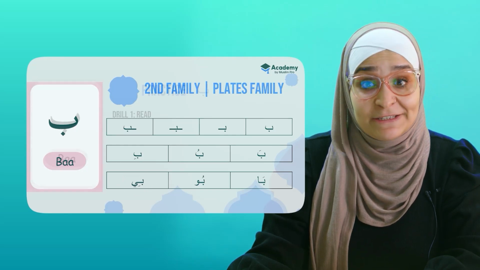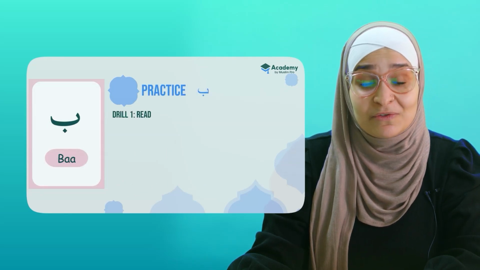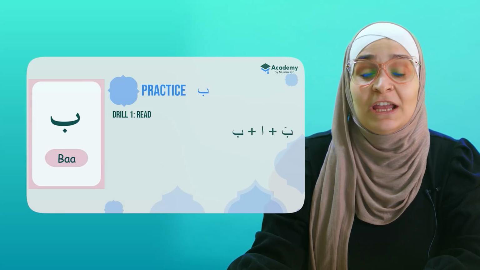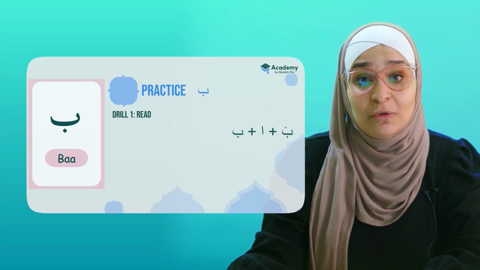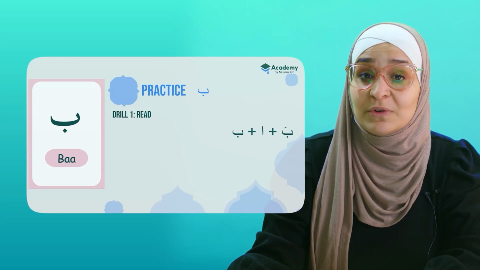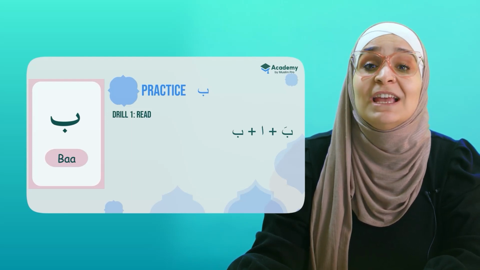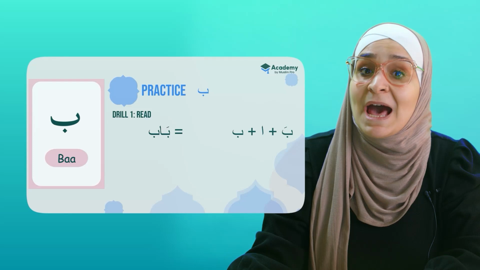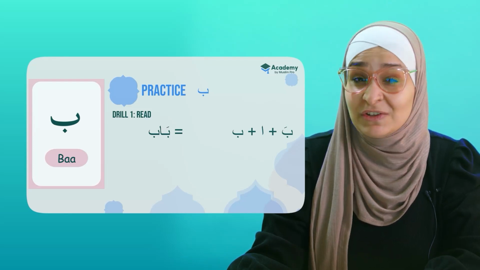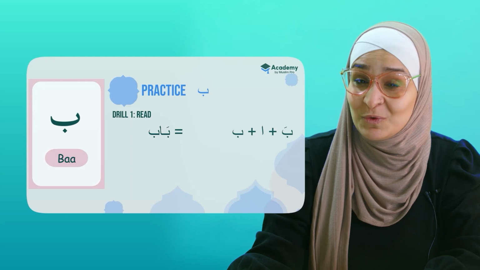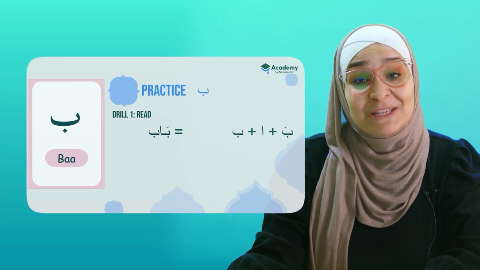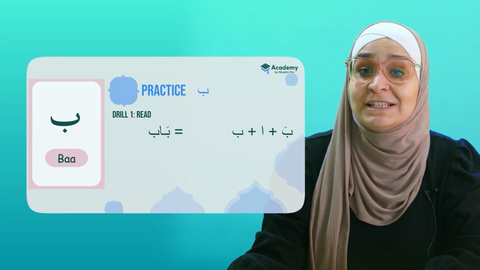Let's have some reading. Let's practice reading the ba with short and long vowels in actual words. First, let's see if we have a ba followed with an alif, then another ba. This will form a word. Let's see how it's written and how we pronounce it. It becomes bab. So bab is actually an actual word. It's your first word in Arabic. Congratulations for learning your first word in Arabic. Bab means door.